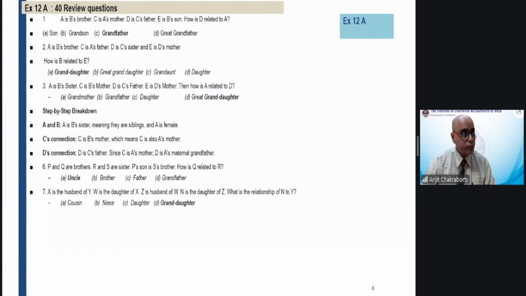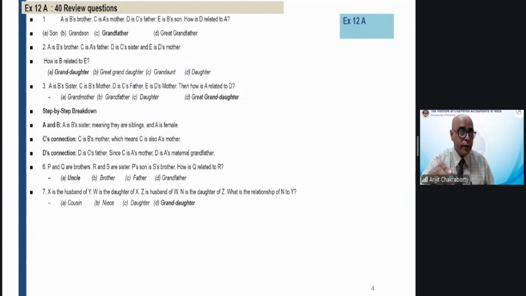We move to the 7th question now. X is the husband of Y, which means X is male, the husband, and Y is female, the wife. W is the daughter of X, which means W is female and she is the daughter of both X and Y. Next part of the question says Z is the husband of W. So Z is male, he is the husband.